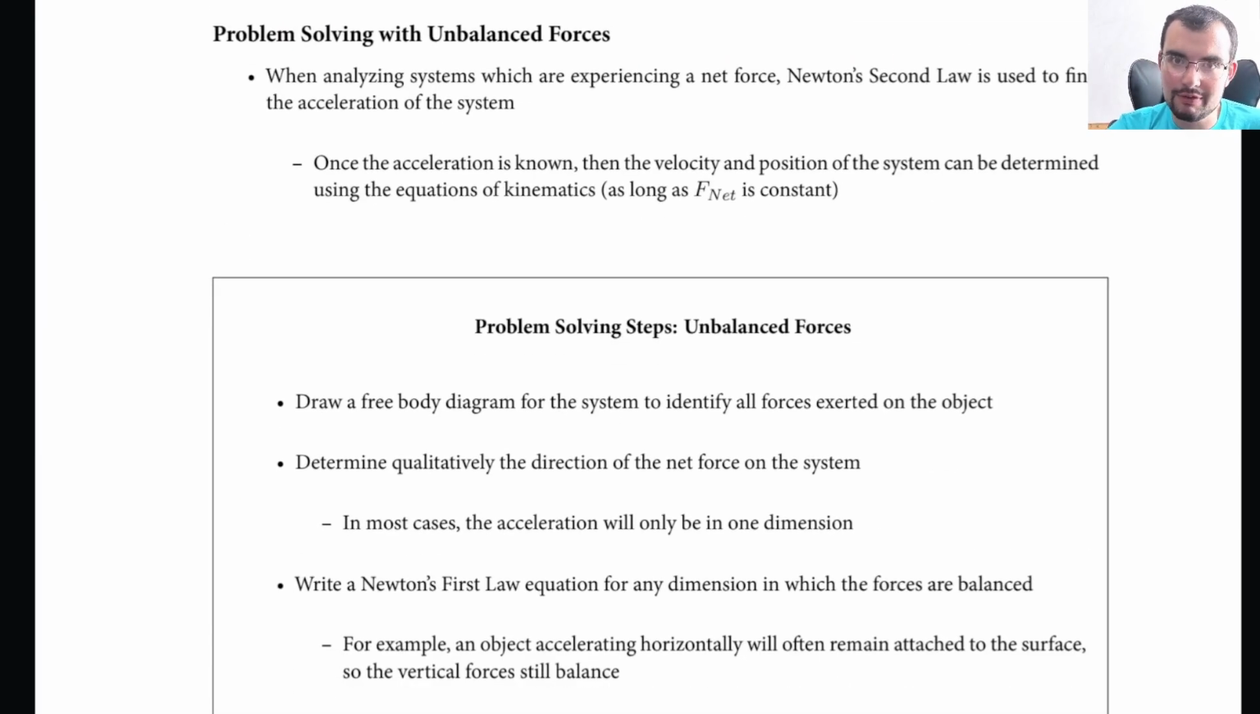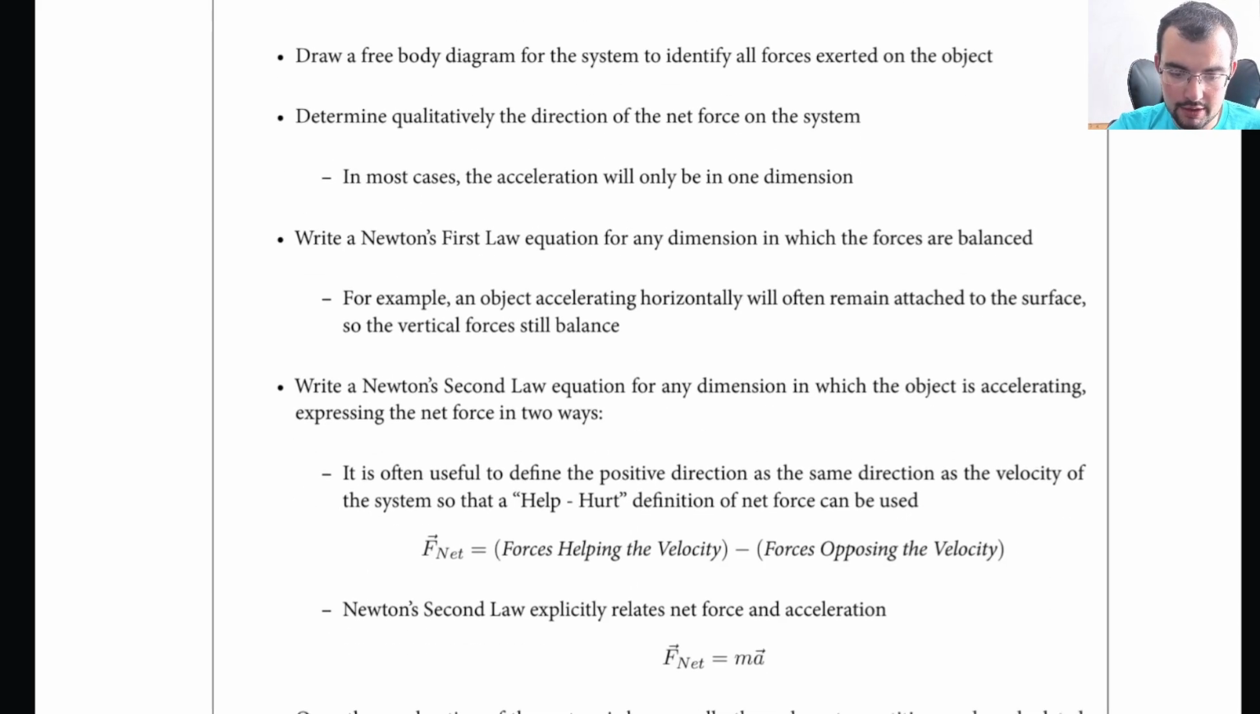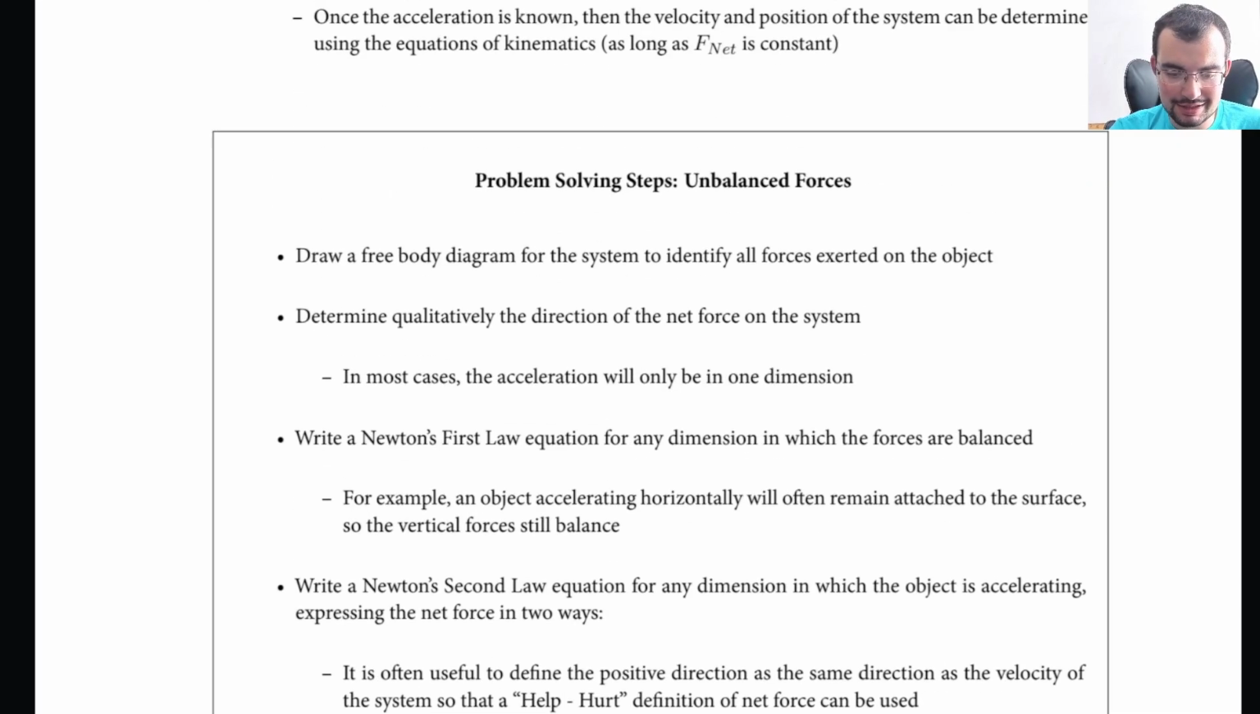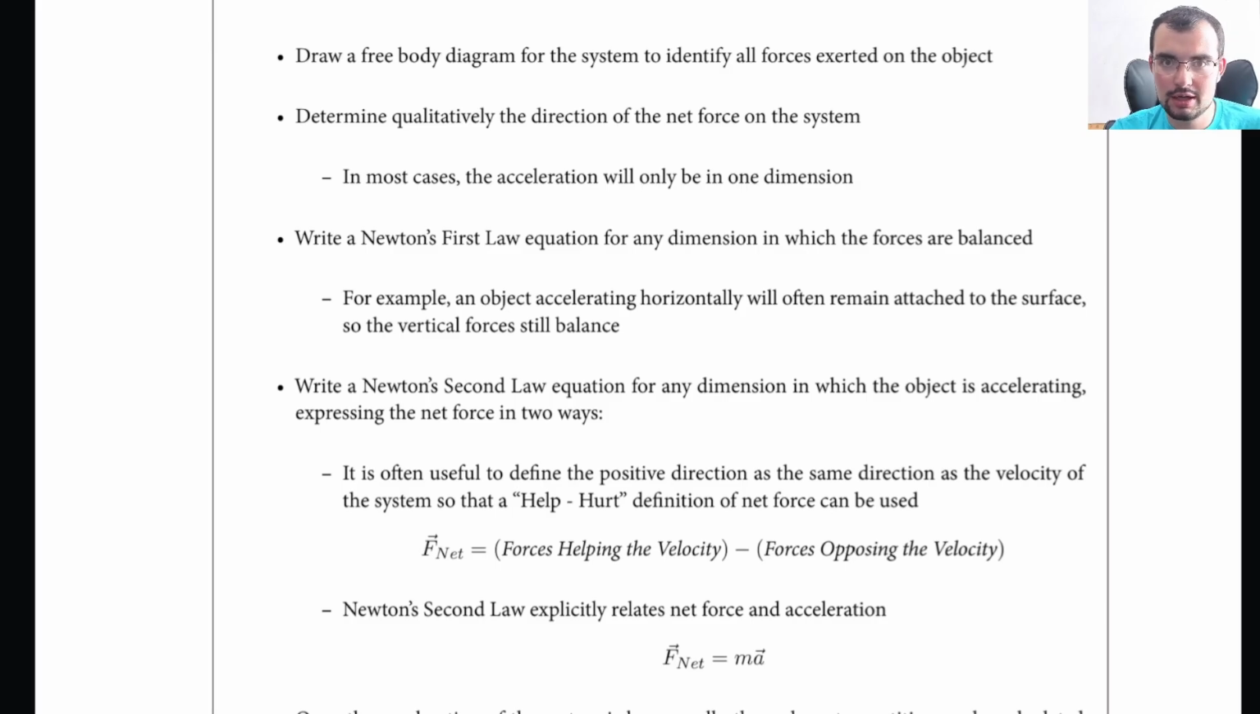So when we're problem solving with unbalanced forces, we can take some more steps than we've had access to in the past because they're more interesting problems. So, of course, we start with a free body and we determine what the direction of the net force is. It will usually be accelerating in exactly one direction, and it's usually not the vertical one when we're on flat surfaces, meaning that even when we have unbalanced forces, usually they'll still balance in one dimension. So we can do that to determine things like the normal force or any other balancing forces.